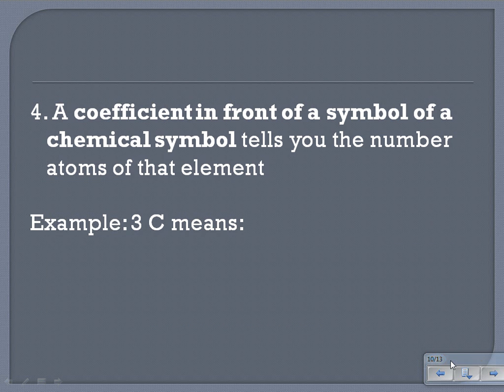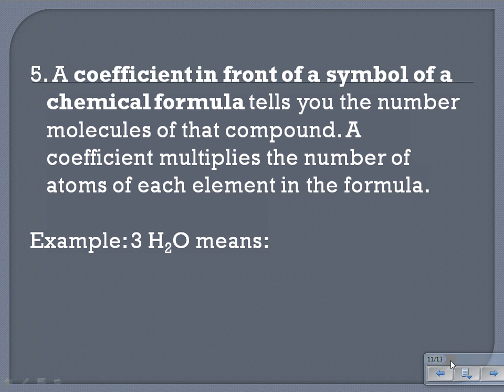Rule number 4. A coefficient in front of a symbol tells you the number of atoms of that element. So if I write 3C, it means I have 3 atoms of carbon. A coefficient in front of a chemical formula tells you the number of molecules of that compound. A coefficient multiplies the number of atoms of each element in the formula. So if I have 3H2O, that means I have 3 molecules of H2O.